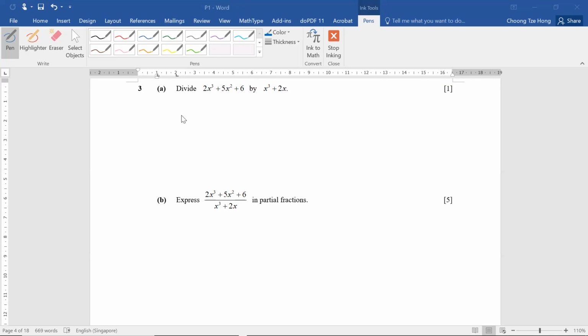Divide 2x cubed plus 5x squared plus 6 by x cubed plus 2x. To answer this question, we are going to use long division. Let's start.